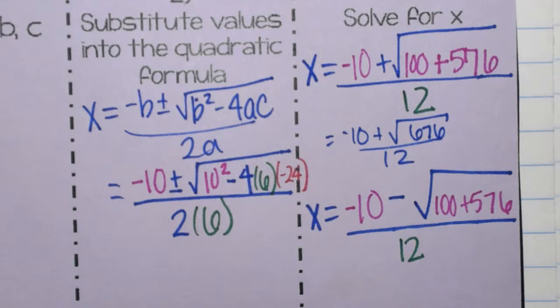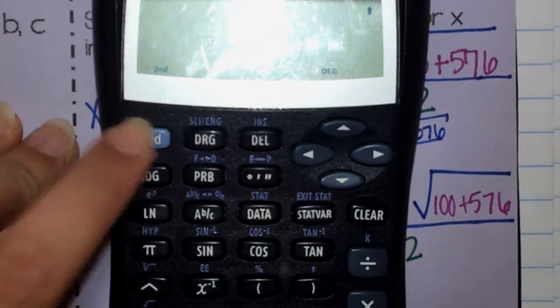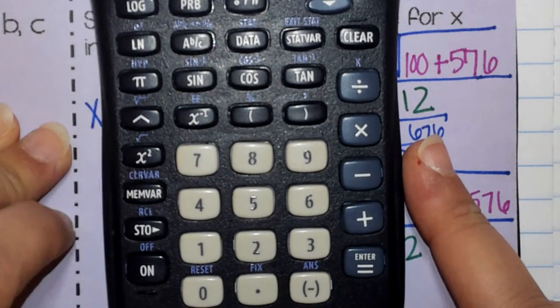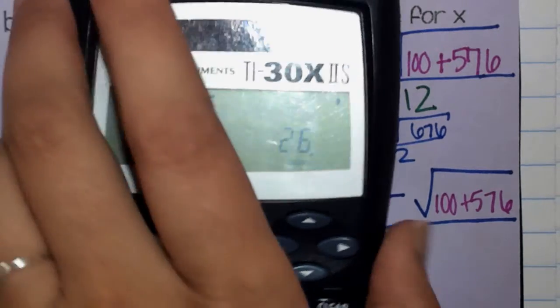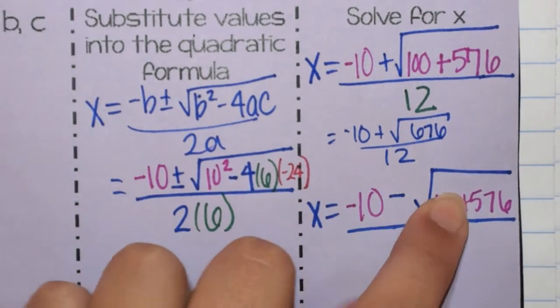Do you guys know how to do the square root? You hit second, and then you hit this button because it has a square root above it. And then you hit 676. Y'all squared it. It's two different operations. Alright, what's negative 10 plus 26?